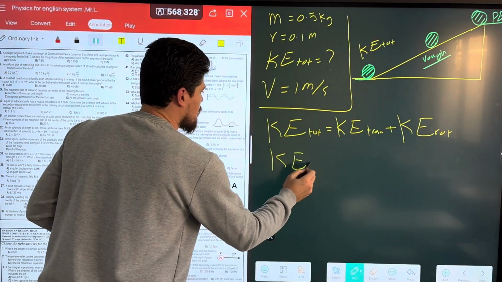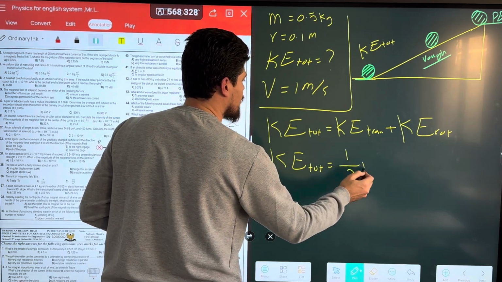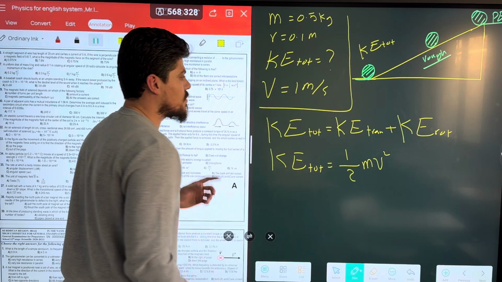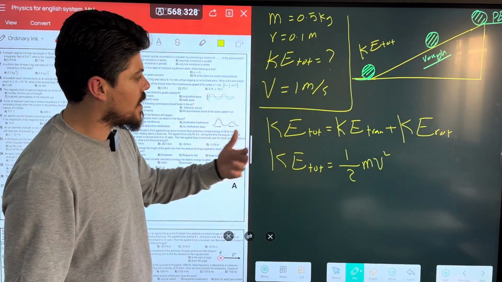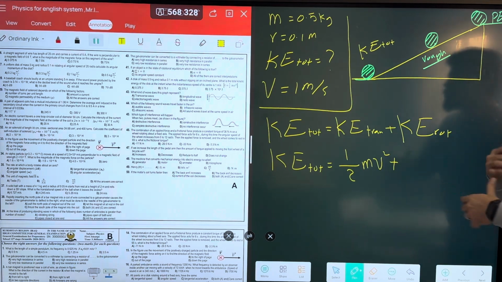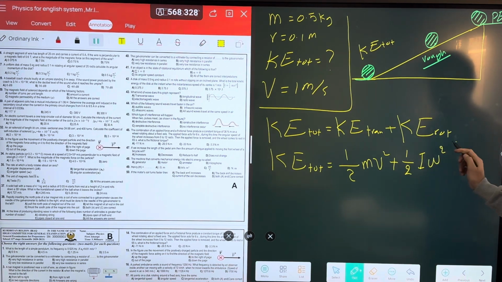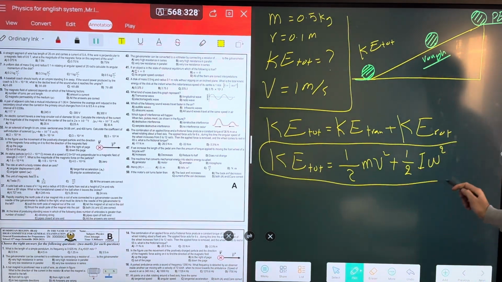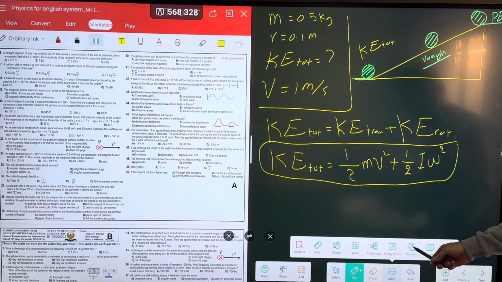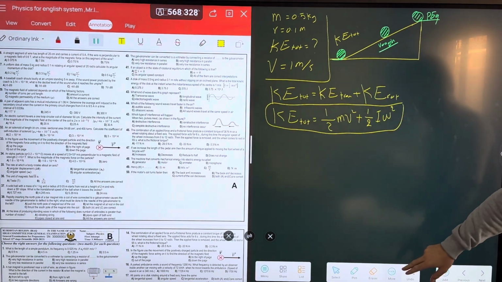Bring down this total kinetic energy. And instead of translational kinetic energy, write down 1 over 2 mv squared. The equation of translational kinetic energy is equal to 1 over 2 mv squared. So what about the rotational kinetic energy? Rotational kinetic energy is equal to 1 over 2 I omega squared. So this equation is very important to find the total kinetic energy, okay? And in this case, now we can substitute the values, okay?